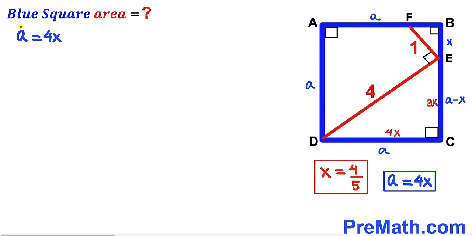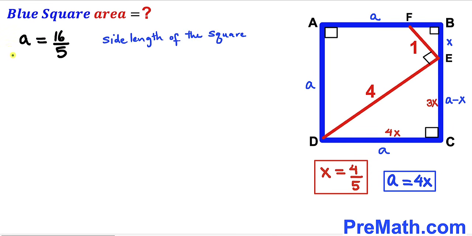We know that lowercase a value is 4 times x, and our x value is 4 divided by 5. So I'm going to substitute that value, 4 divided by 5, over here. Our lowercase a value is going to be 4 times 4 divided by 5. If we simplify, that gives us a equal to 16 divided by 5. We know lowercase a represents the side length of the square, so the side length of the square turns out to be 16 divided by 5.